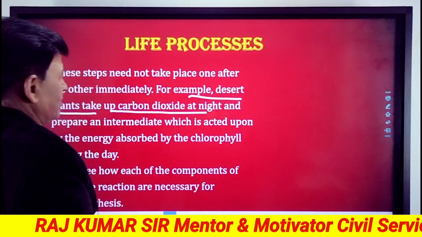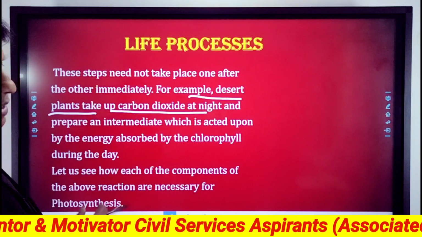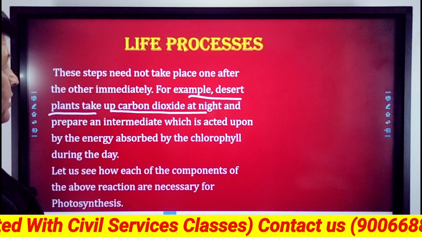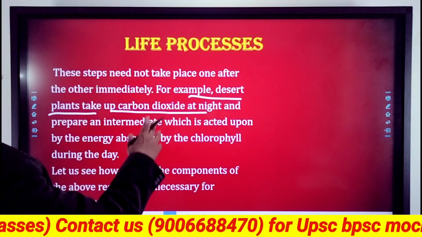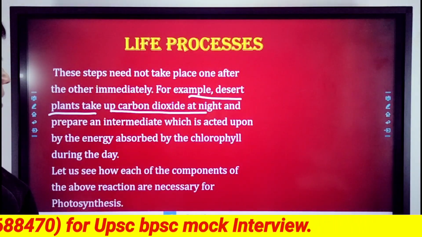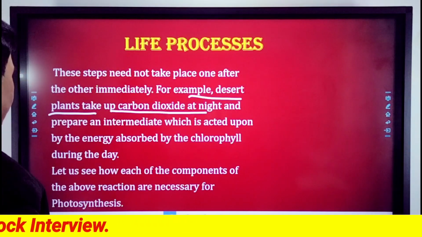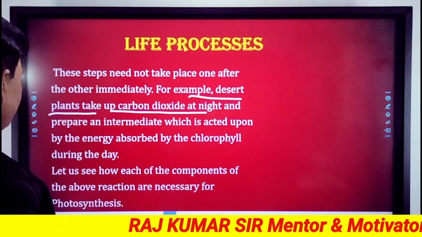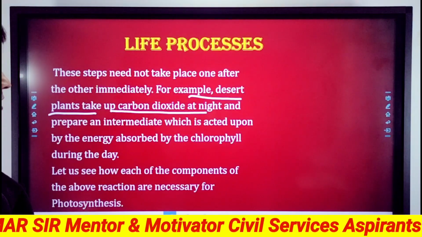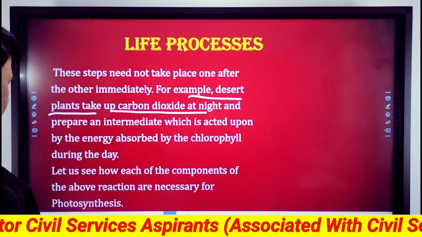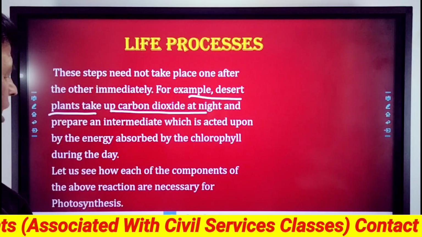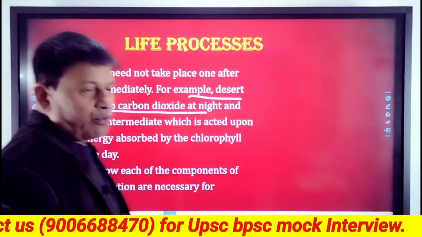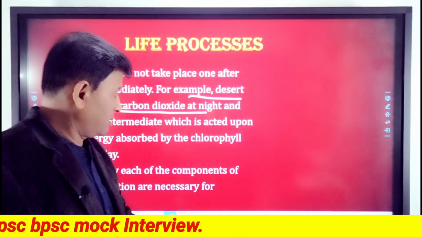वहाँ पे कार्बन डाइऑक्साइड रात में लेते हैं, जबकि यहाँ के जो पौधे होते हैं कार्बन डाइऑक्साइड एटमॉस्फेयर से दिन में लेते हैं. So for instance, desert plants take up carbon dioxide at night and prepare an intermediate which is acted upon by the energy absorbed by the chlorophyll during the day. Now let us see how each of the components of the above reaction are necessary for photosynthesis.